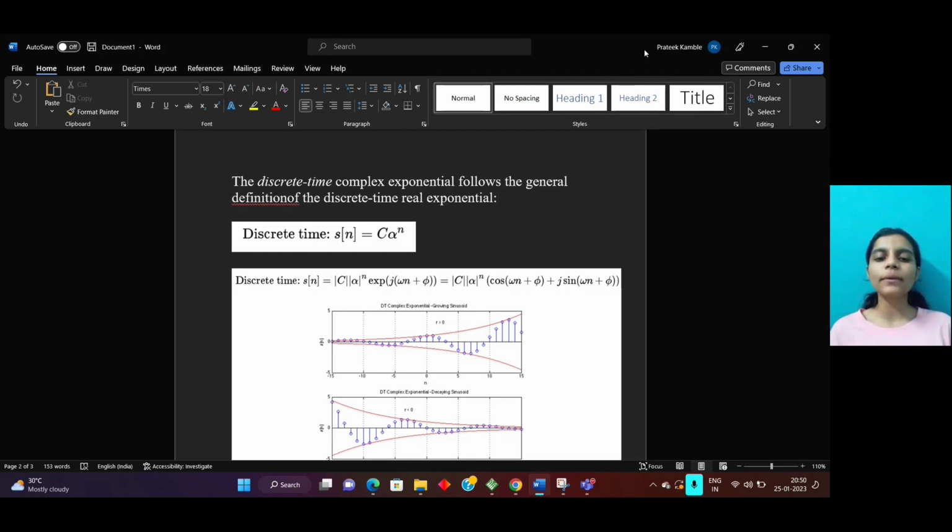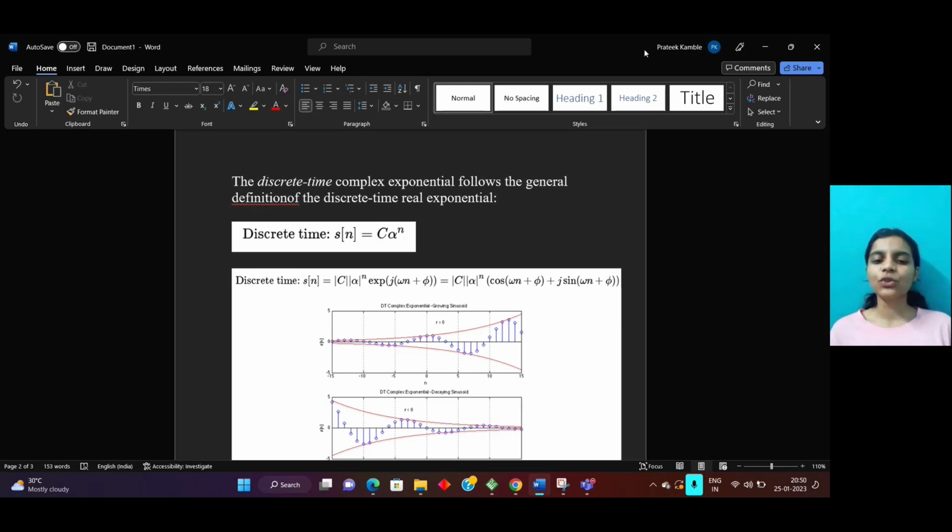Mathematically, the discrete time complex exponential sequence is defined as s of n is equal to C alpha raised to n, which is also equal to a raised to n e raised to j (omega naught n plus phi), which is also equal to a raised to n cos of (omega naught n plus phi) plus j a raised to n sine of (omega naught n plus phi), where the cos part is the real part and the sine part is the imaginary part.